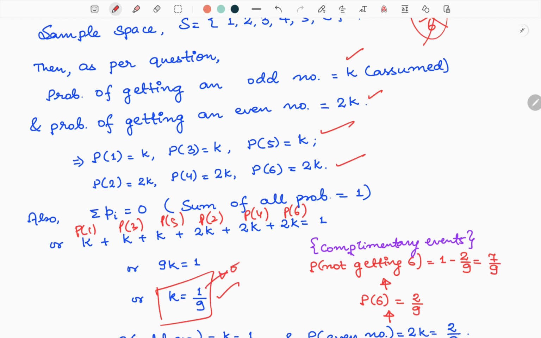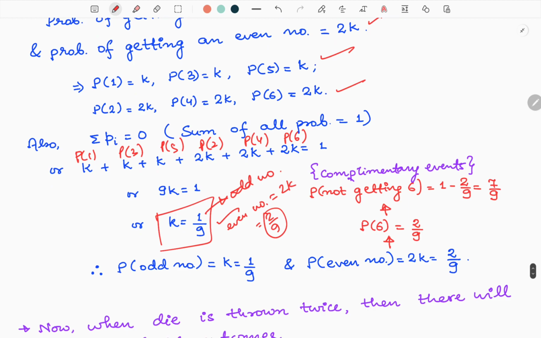Because 6 is not associated with an odd number, getting an even number will have probability 2k, that is 2 by 9. So getting a 6 has a probability of 2 by 9. Then what will be the probability of not getting 6? It will be 7 by 9.